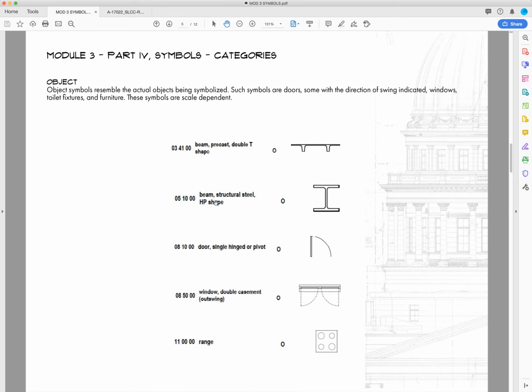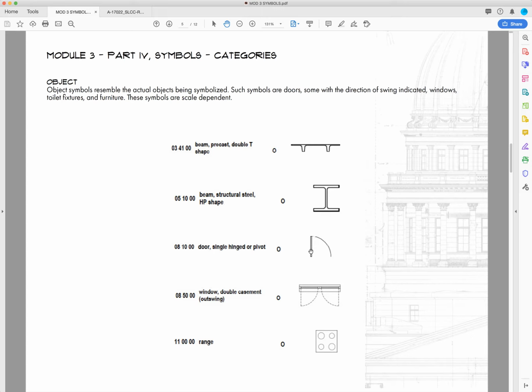And then we've got objects. Object symbols resemble the actual objects being symbolized. Such symbols are doors, some with the direction of swing indicated, windows, toilet fixtures, and furniture. These symbols are scale dependent. So that means that if you show a door, the door should be the actual scale that's on the plan.